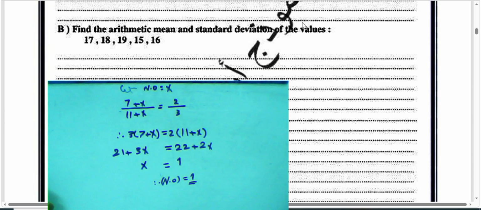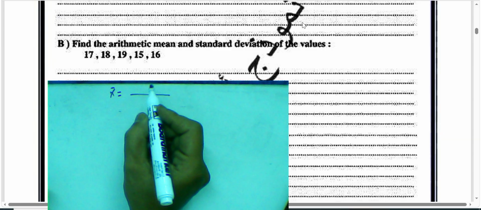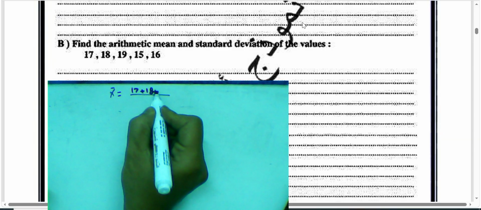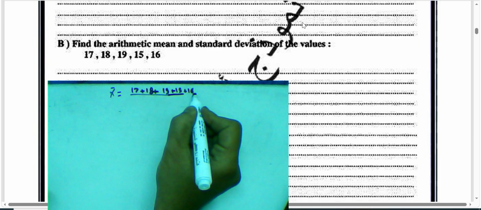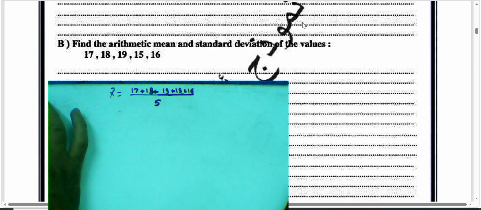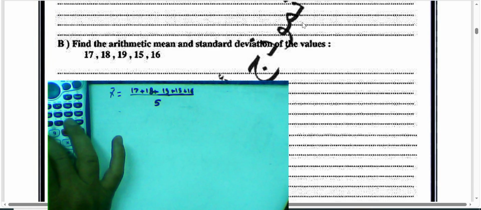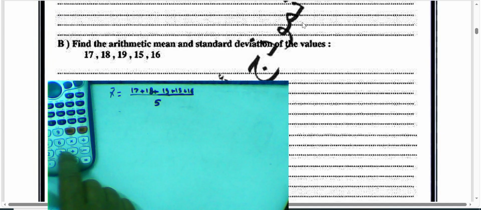Next question. Find the arithmetic mean and standard deviation of the values here. First step, we find x bar: the summation 17 plus 18 plus 19 plus 15 plus 16 divided by the number of elements, 1, 2, 3, 4, 5. You can use a calculator to find the total. We have 17 plus 18 plus 19 plus 15 plus 16 equals 85, divided by 5 equals 17.